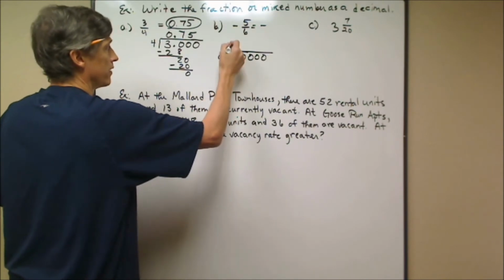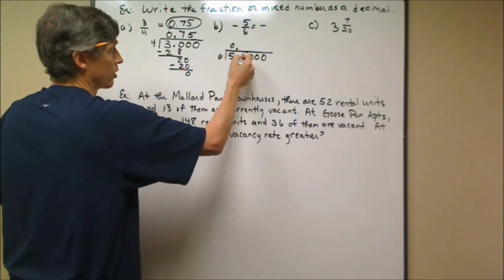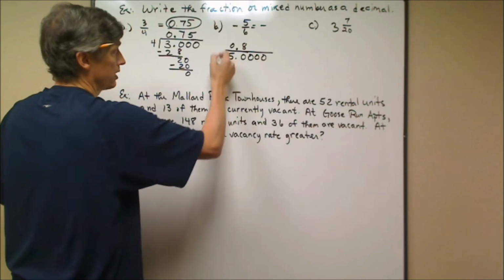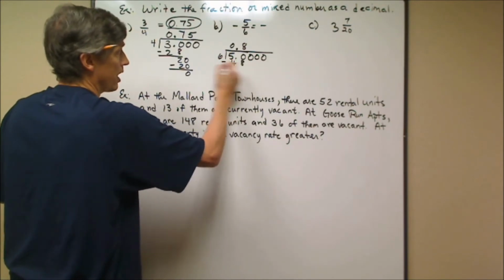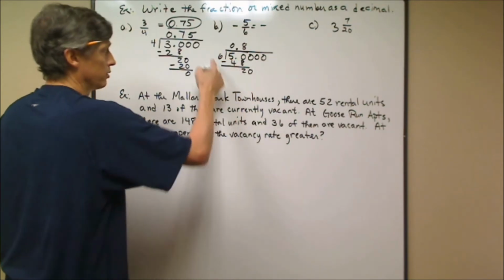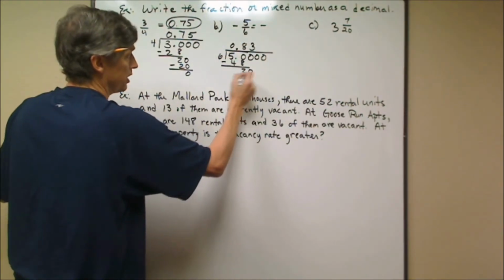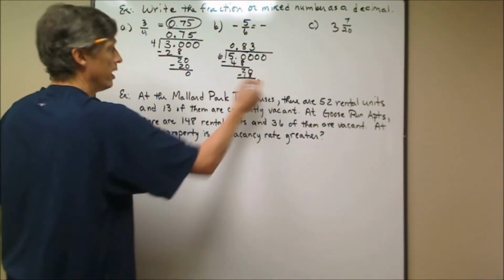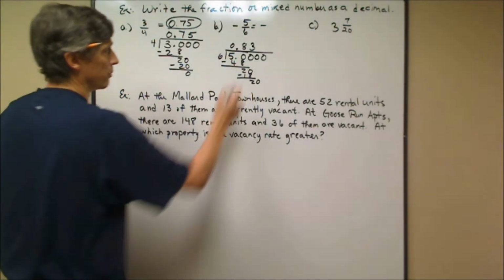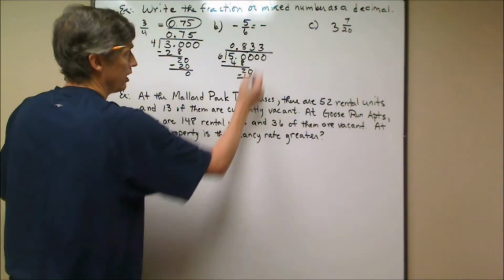6 doesn't divide into 5, 0 times. 6 goes into 50 8 times. 8 times 6 is 48. I subtract, get 2, bring down the 0. 6 goes into 20 3 times. 3 times 6 is 18. Subtract, get 2, bring down a 0, and you can start to see the pattern develop. It's going to go in 3 times again.